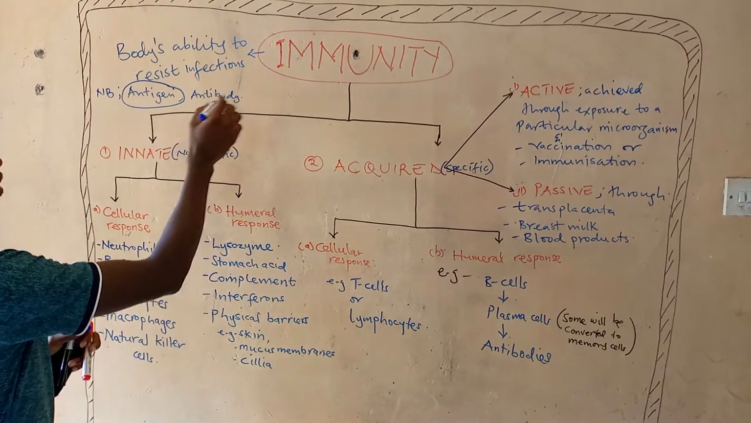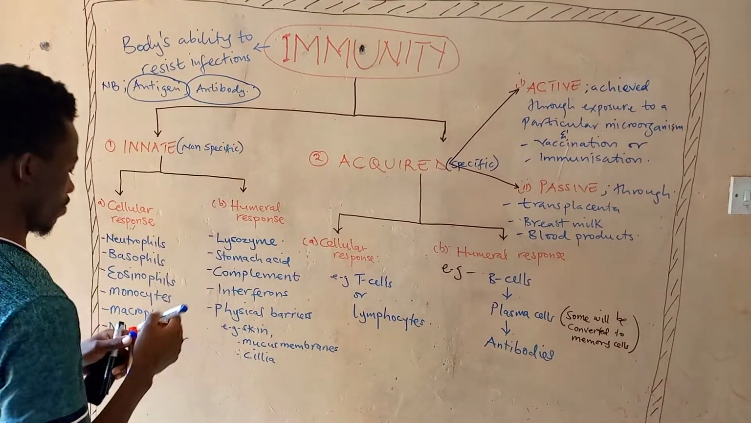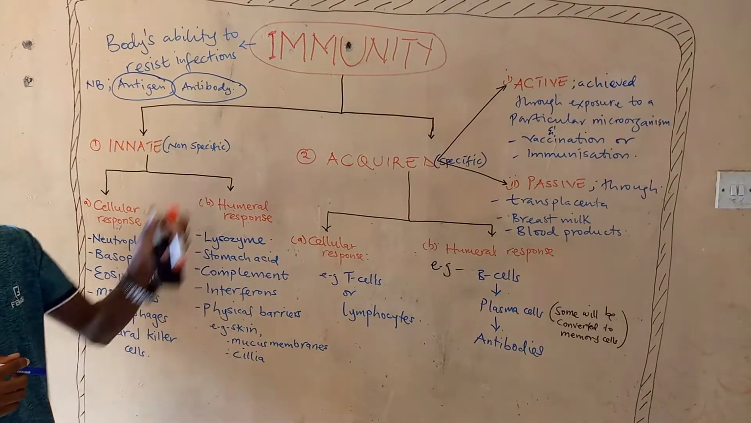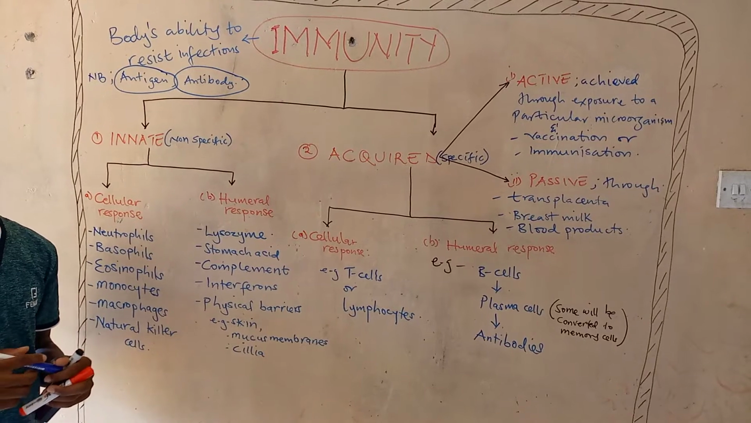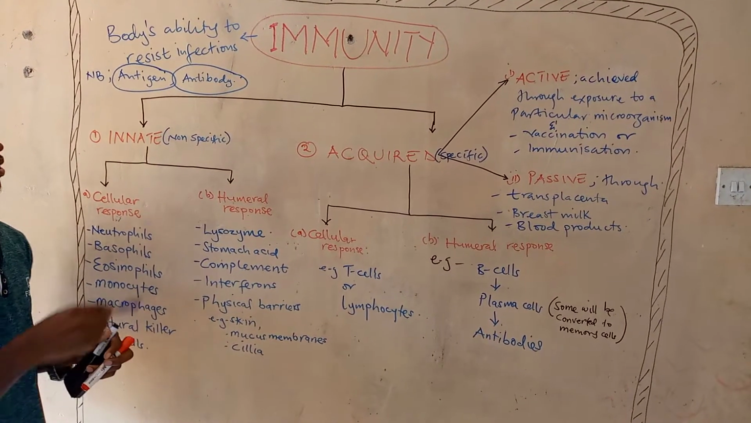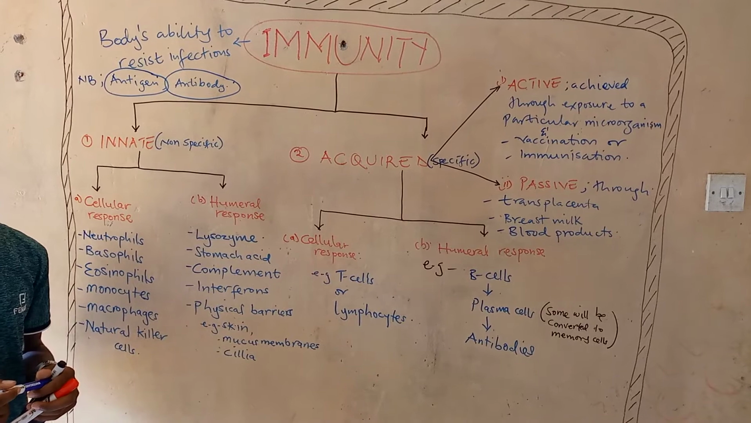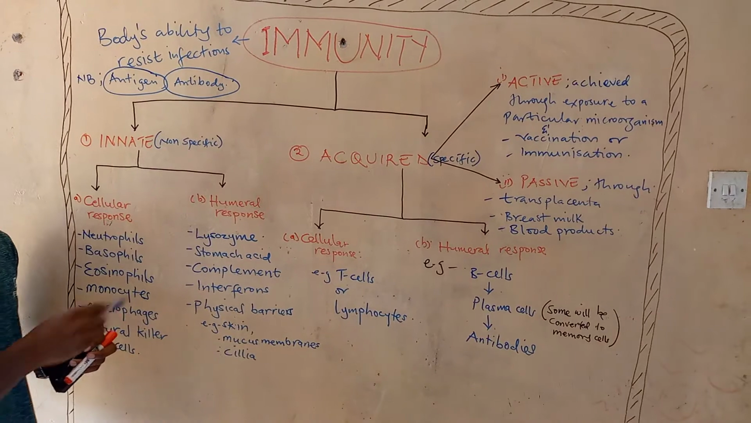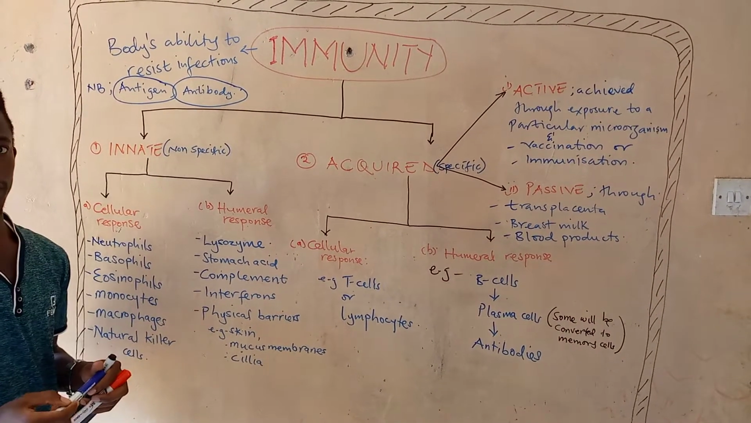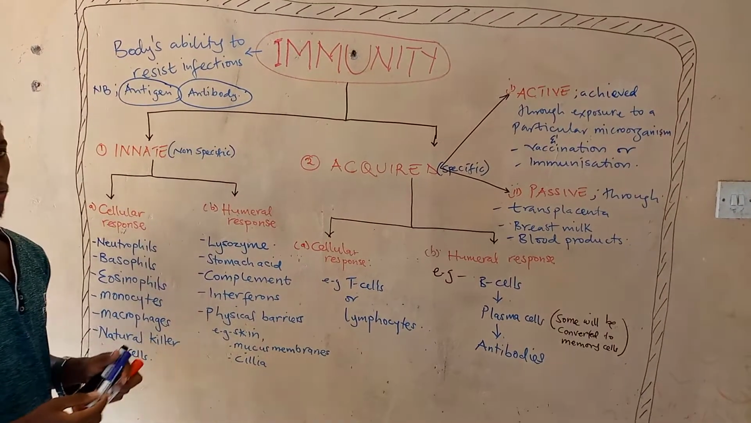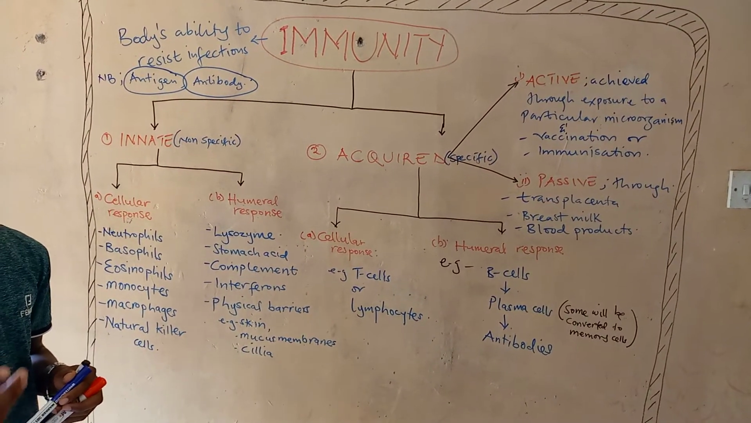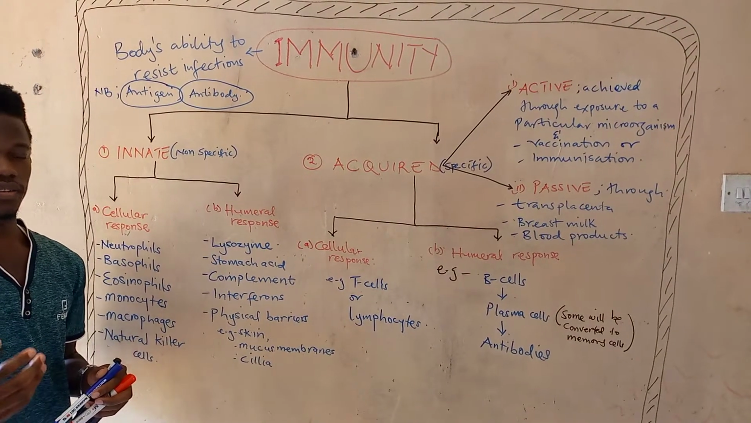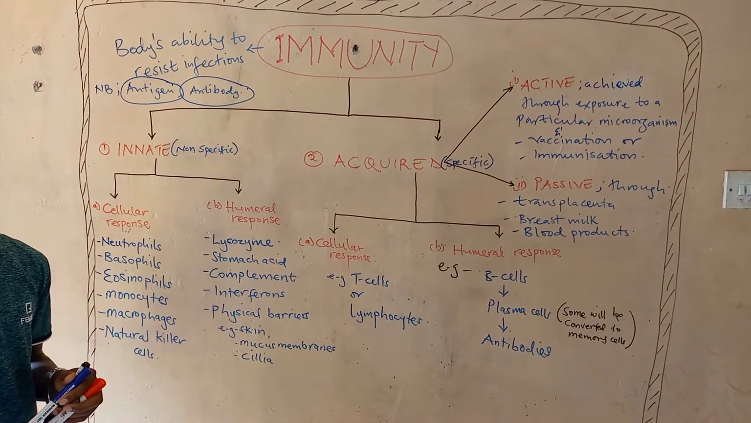Then we note another term known as antibody. An antibody is a molecule that is produced in response to an antigen. So when the body gets pathogens, antigens or foreign particles, it responds by producing antibodies. These antibodies are going to react and cause destruction of the pathogen, the virus, the bacteria, and so on.